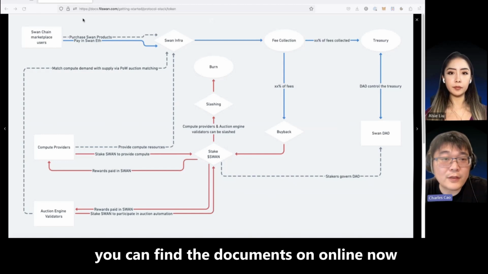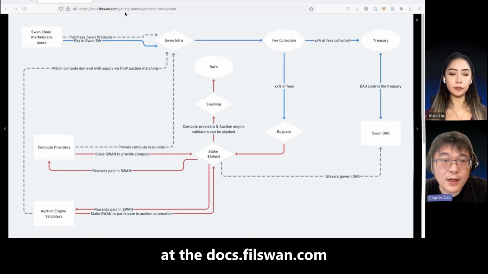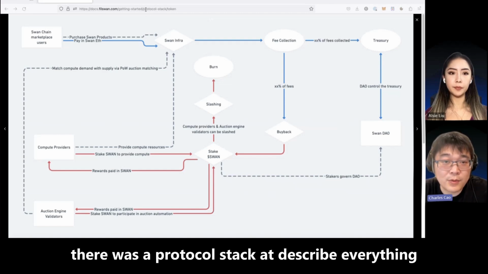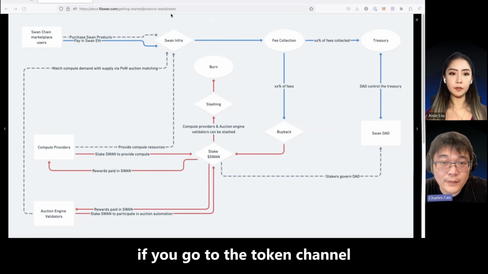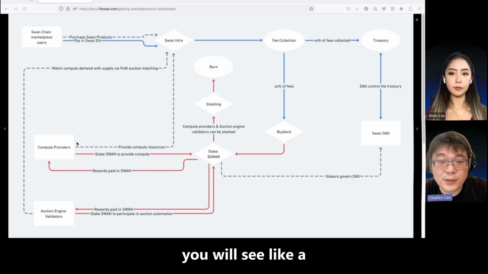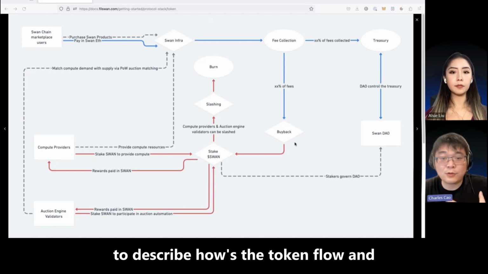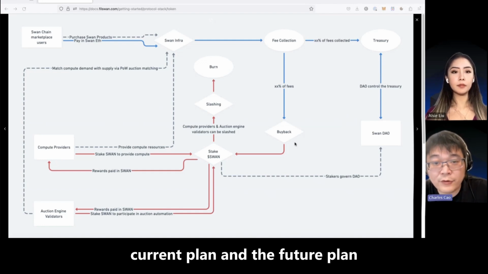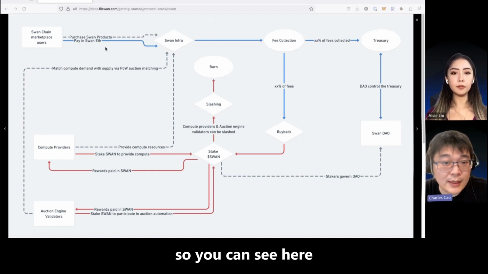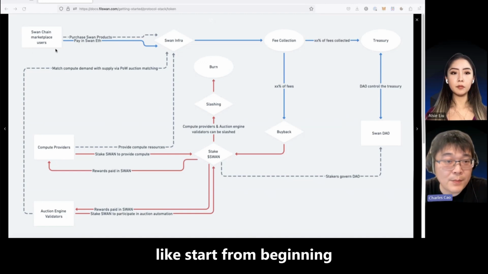You can find the documents online now at docs.FilSwan.com. Get started. There is a protocol stack where I describe everything. If you go to the token channel, you will see all the flow charts. There are different colors and graphs describing how the token flows, the current plan, and the future plan. So you can see here, let's start from the beginning.